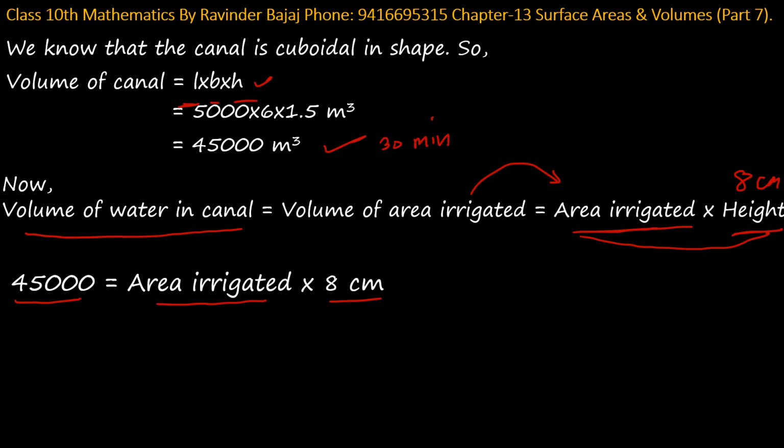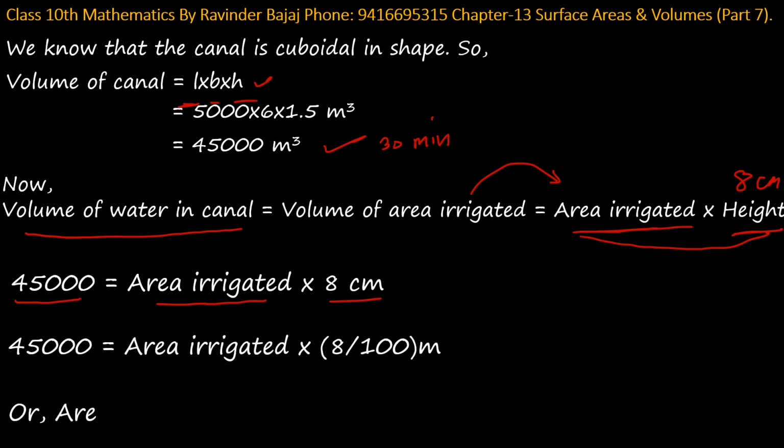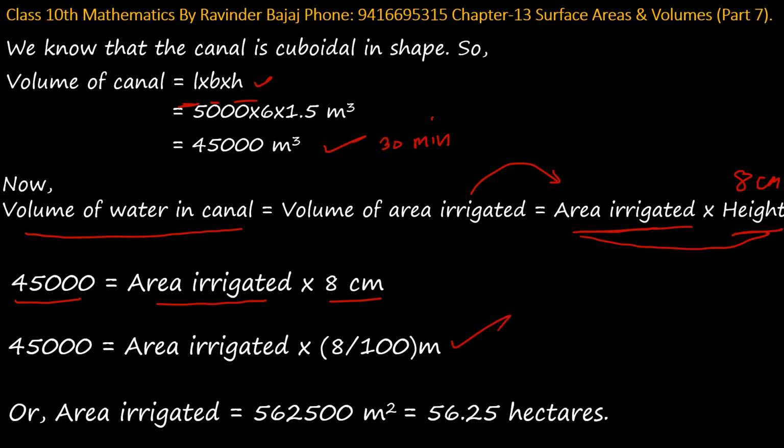Now 8 is in centimeter. We need to convert it into meters. In 1 meter there are 100 centimeter. So 8 upon 100. This is the conversion. Now the area of irrigation will go in the denominator on that side. So the irrigation area is equal to 5,62,500 meter square. Now, 10,000 meter square is equal to 1 hectare, so if we divide this by 10,000, we will get 56.25 hectare. So this is the answer.